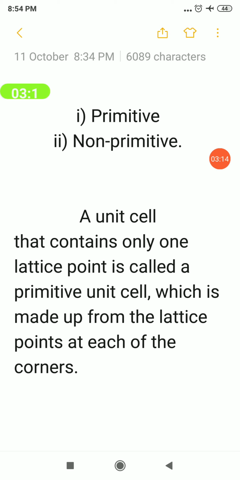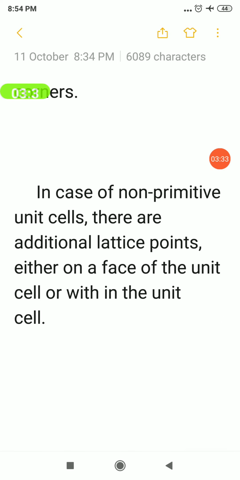What is primitive? A unit cell that contains only one lattice point. A lattice point is where an atom is present. A unit cell that contains only one lattice point is called a primitive unit cell, made up of lattice points mainly at the corners. What is non-primitive? In non-primitive unit cells, there are additional lattice points either on a face, or within the unit cell at the body center, or sometimes at the edge center as well. So these are primitive and non-primitive unit cells.